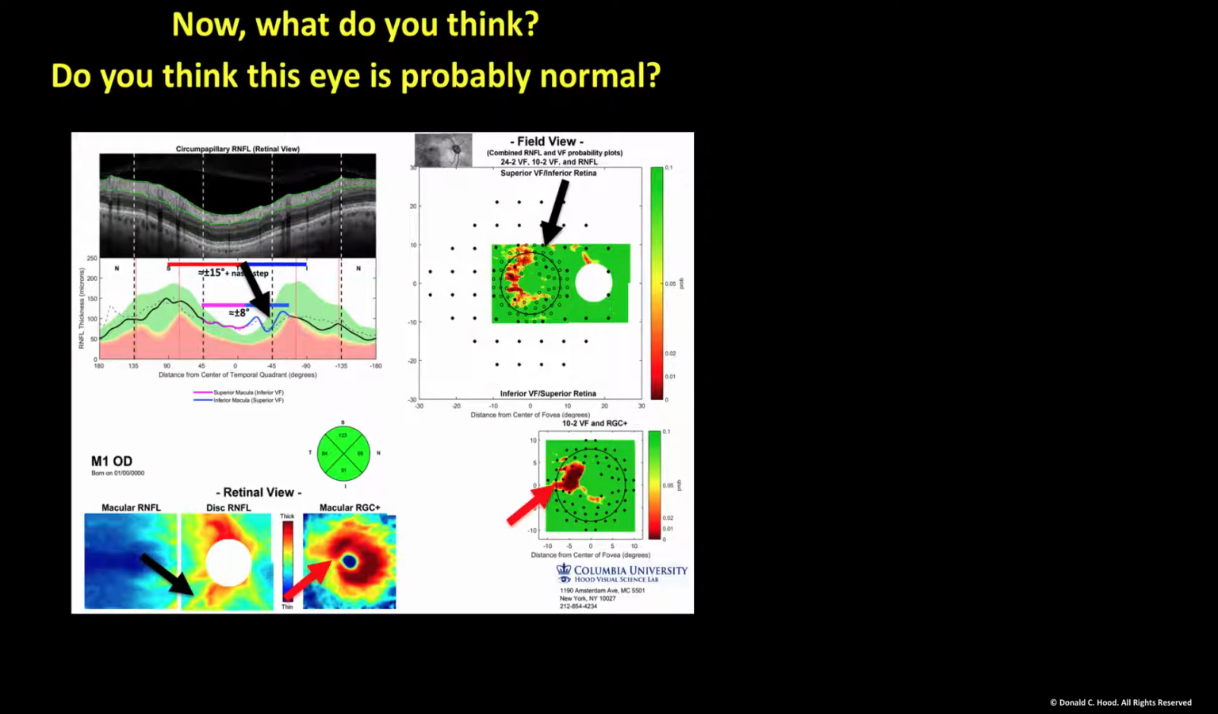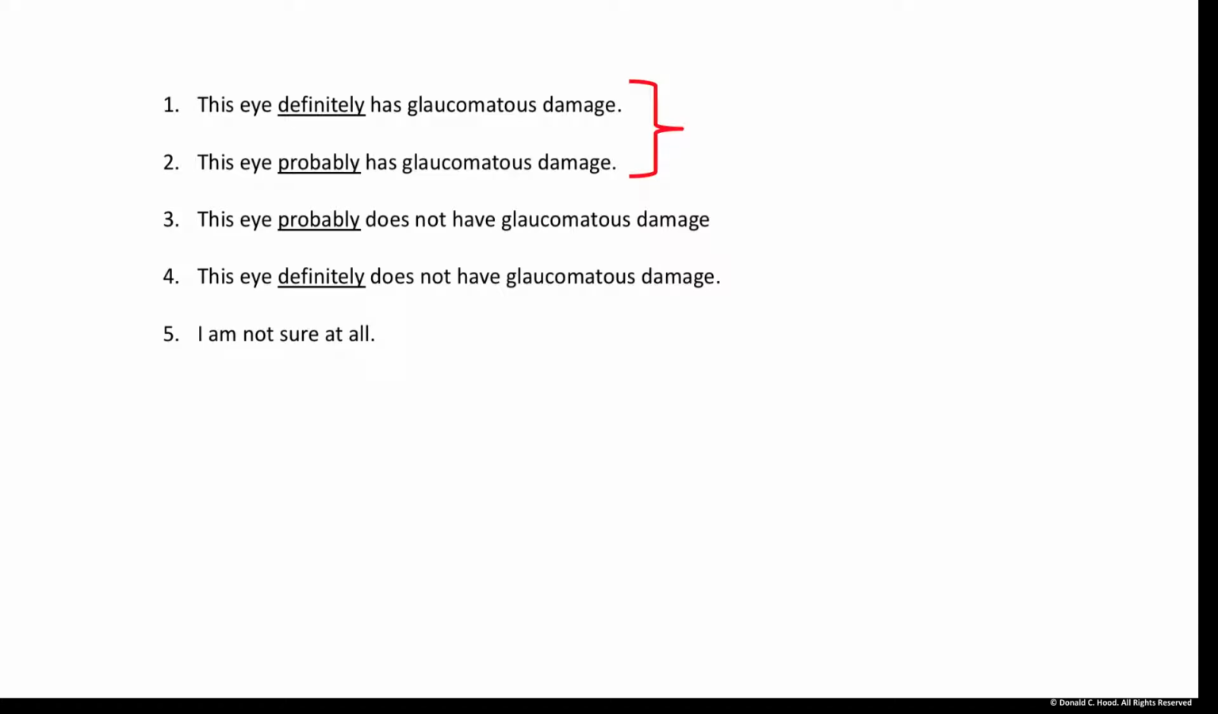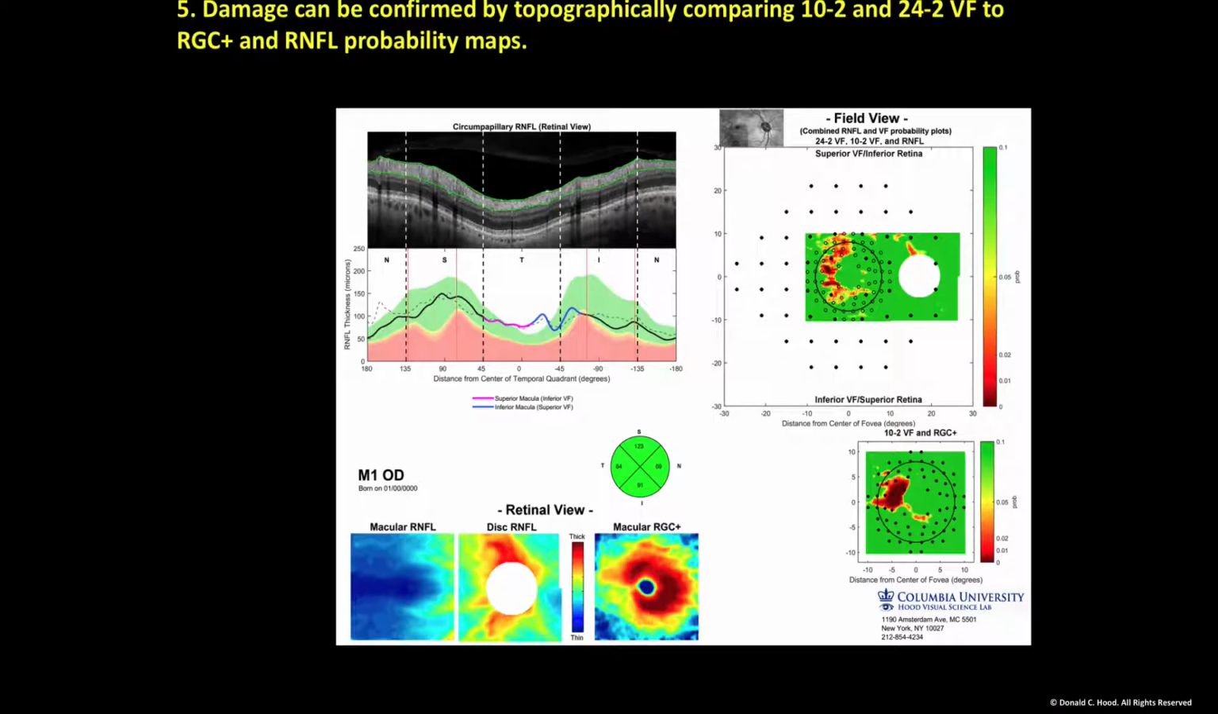Now, do you think this eye is probably normal? Well, after I showed the same group of clinicians this, so many of them changed their minds. So before, 40% said definitely or probably, after 80%, and before 60% fell into one of these three categories, after only 20% thought it was not glaucomatous or I'm not sure. Now, why 20%? And how would we convince them that they might be wrong, or you might be wrong if you're in that category?